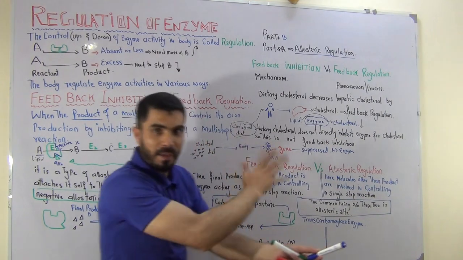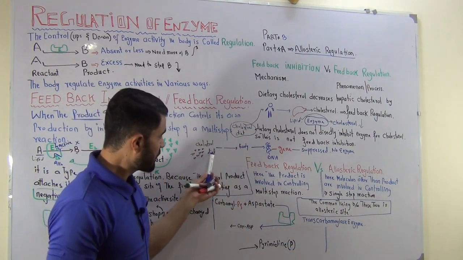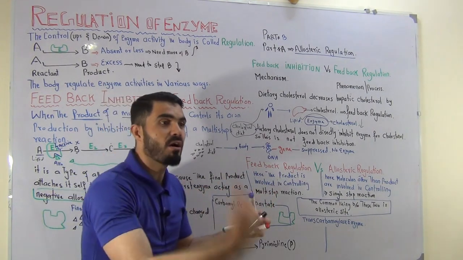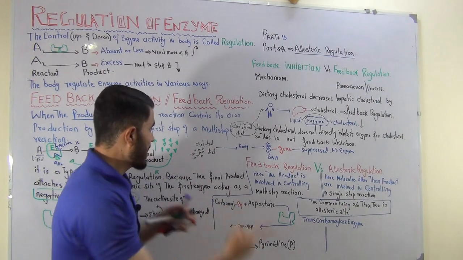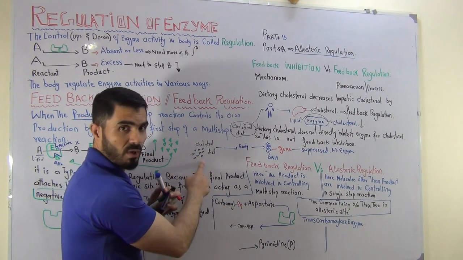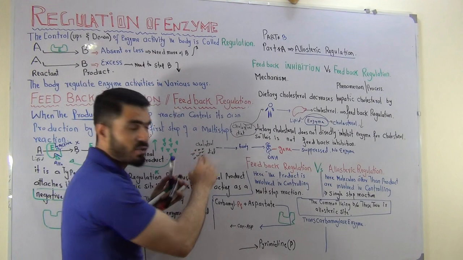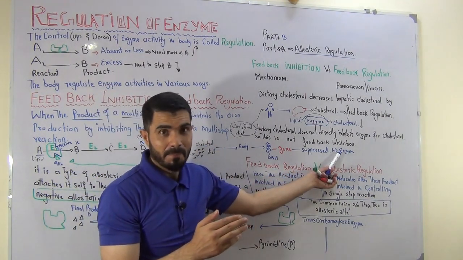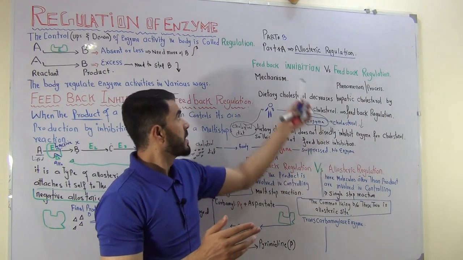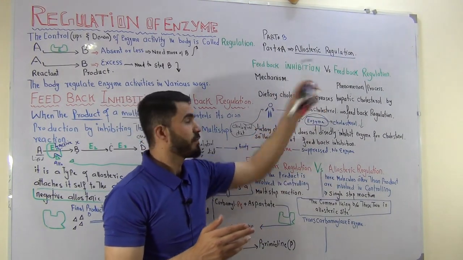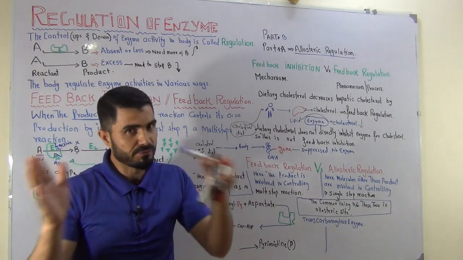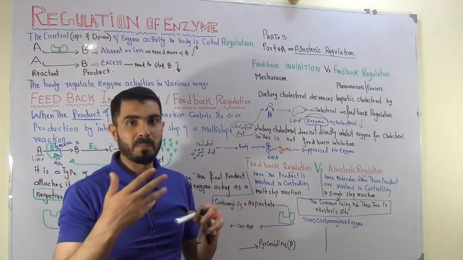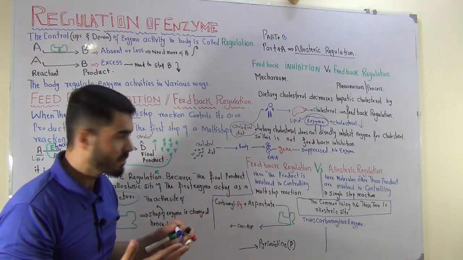This is feedback regulation. Something is decreasing, but this is not feedback inhibition, because the cholesterol in the diet is not going to attach to the allosteric site of the enzyme. Therefore, feedback inhibition and feedback regulation are two different things. One is a phenomenon, the second one is a mechanism. So I think you got this.